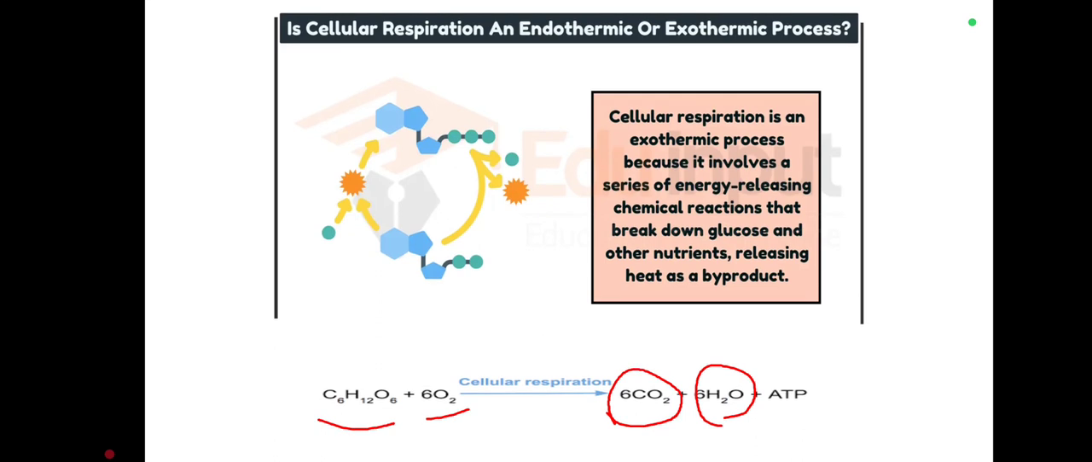Got it? So hope this video is clear to you. Combination reaction we have discussed in the video, and also the examples of combination reaction. Along with that, we have discussed another very important reaction, that is the exothermic reaction.